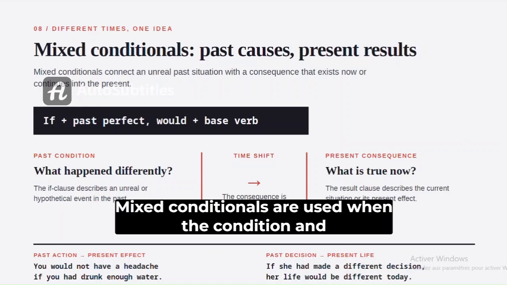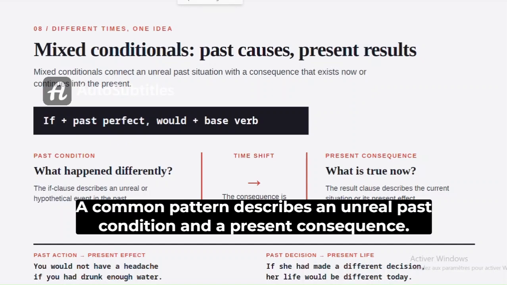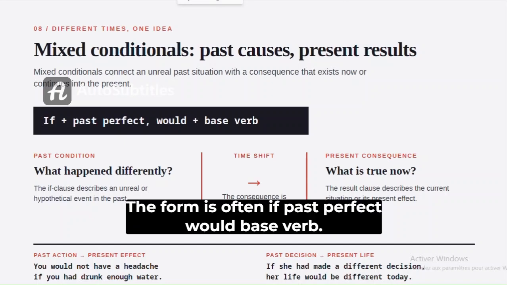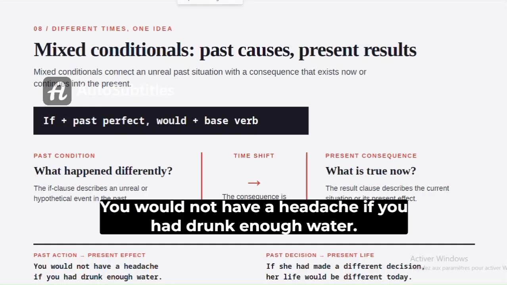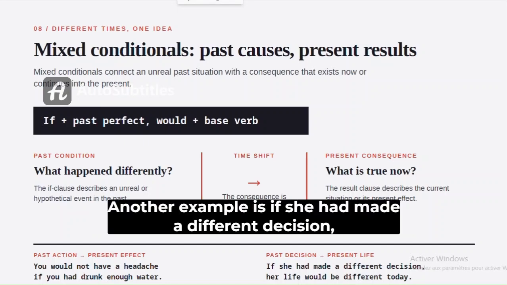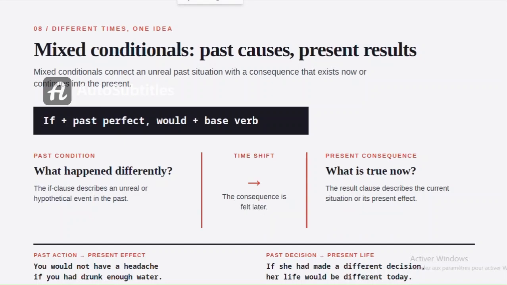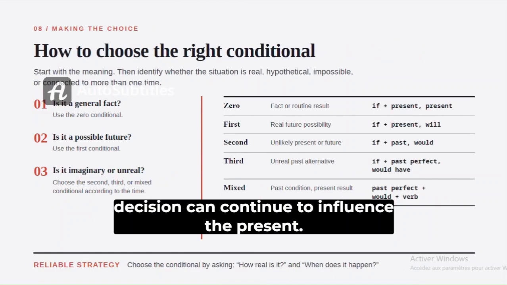Mixed conditionals are used when the condition and the result refer to different times. A common pattern describes an unreal past condition and a present consequence. The form is often, if plus past perfect, would plus base verb. For example, you would not have a headache if you had drunk enough water. The lack of water happened in the past, but the headache exists in the present. Another example is, if she had made a different decision, her life would be different today. Mixed conditionals show how a past action or decision can continue to influence the present.